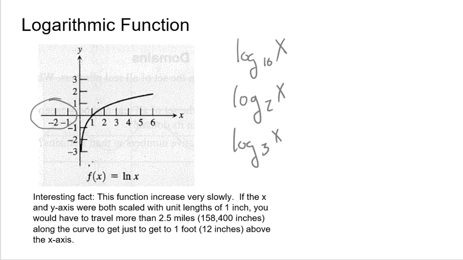So this function increases very slowly. I think this is actually one of the coolest facts. This function increases very, very slowly, but it does always increase. And here's an example to prove how slow it is. If the x and y axes were both scaled with units of 1 inch, so if the x and y axes were 1 inch, 2 inch, 3 inch, 4 inch, 5 inch, and so forth, you would have to travel more than 2.5 miles, 158,400 inches along the curve just to get to 1 foot or 12 inches above the x-axis.